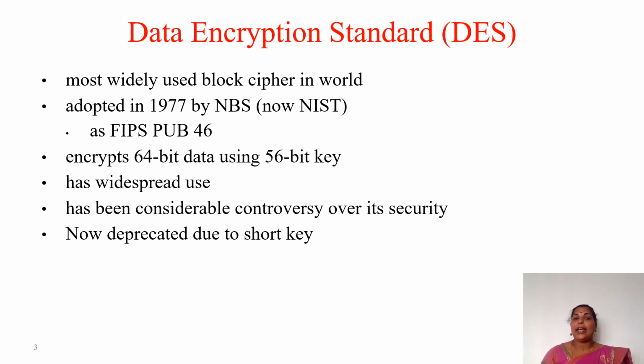It is a widely used block cipher in the world, and it was adopted in 1977 by the NBS, which is now NIST, the standards organization. The Data Encryption Standard was published as FIPS publication 46, and this algorithm encrypts 64-bit data using a 56-bit key. You have to remember these numbers always because it is a standard: 64-bit data using a 56-bit key.